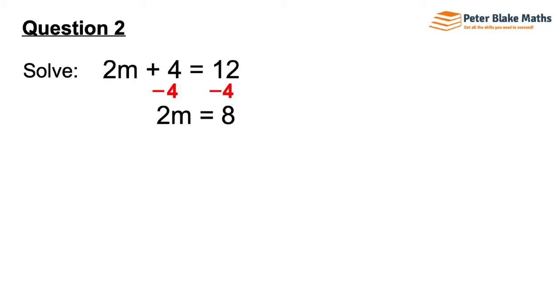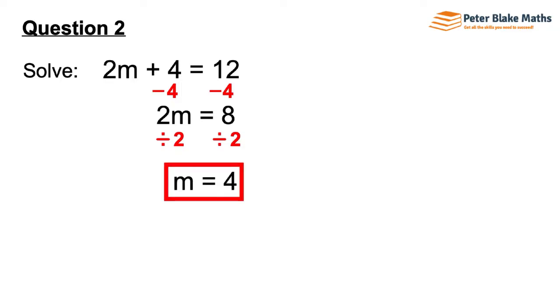Invisibly between the 2 and the m there's a multiply sign, we can imagine. So the opposite of multiplying something by 2 is dividing by 2, and that is what we're doing to both sides there. They'll cancel out on the left hand side, leaving us nicely with the letter on its own, which is what we want. And on the right hand side, 8 divided by 2 is 4.